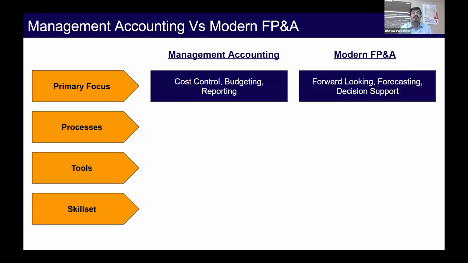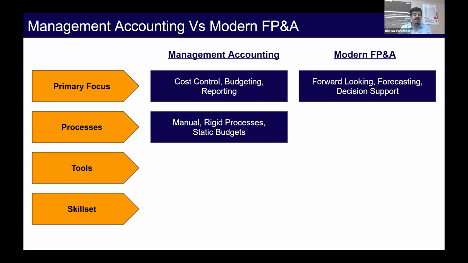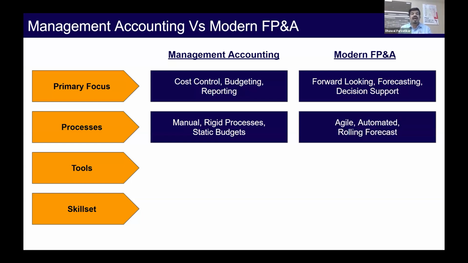But modern FP&A is much more future looking, right? It's all about forecasting, decision support, influencing the business. All of these things are part of your modern FP&A teams. In terms of processes, management accounting has rigid processes: approval-based, rule-based, static budgets. Whereas in modern FP&A, we are talking about an agile environment, real-time forecasts, rolling forecasts, automated forecasts. All of these are much better equipped to support real-time decision-making in the fast-changing, fast-paced business environment that is out there right now.